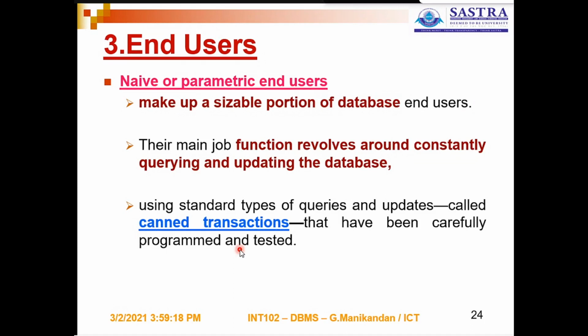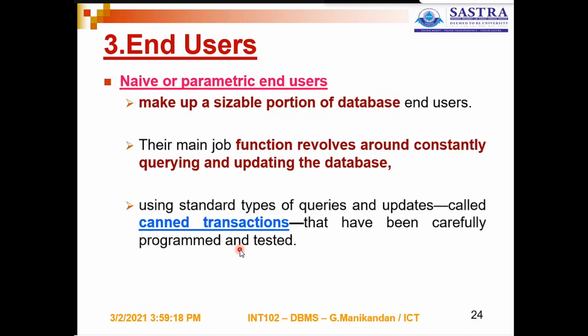An example of a parametric end user is a clerk at a bank. What is the role of the clerk? The role of the clerk is to perform withdraw or deposit operations. Whenever you submit the withdrawal slip to the clerk, they will enter your account number and check the balance. If you have sufficient balance, your withdrawal slip will be passed. Otherwise, it will be denied.